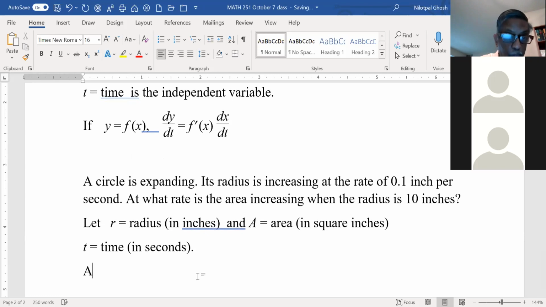Well, we already know what the formula for the area of a circle is. It is pi r squared.